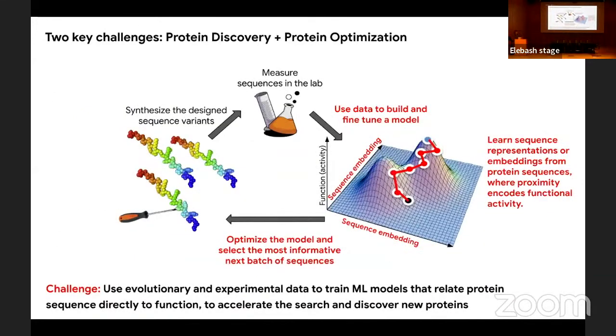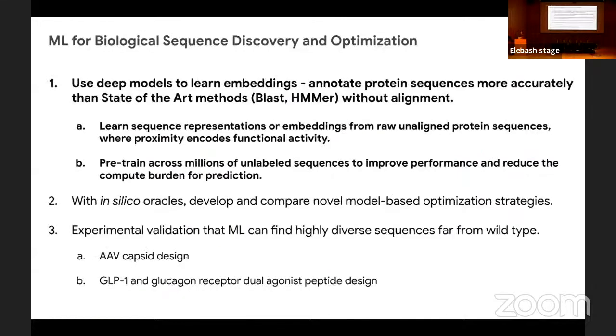Yeah, and so what's nice is you can then run a kind of active learning loop where you start by synthesizing specific sequence variants, measure their activity for whatever task you're interested in the lab, and then build models and optimize those models in silico, and then synthesize the next batch of sequence variants. So there's a whole kind of loop here. You can go round and round this loop. This actually works quite well in specific examples, but it would work better if we had a more informative sequence embedding. Maybe that's the goal.